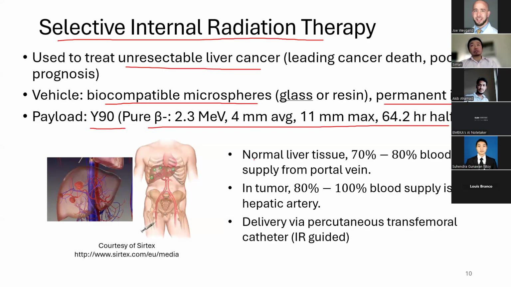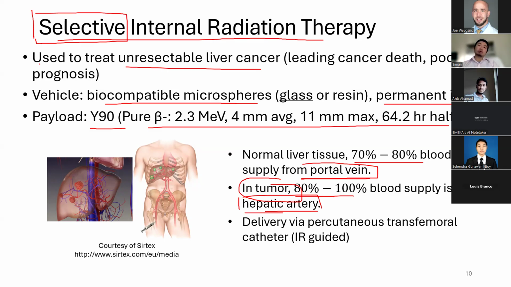So the mechanism of the treatment is that in normal tissue, 70 to 80% of the blood is supplied by the portal vein, whereas in tumor, because of angiogenesis, 80 to 100% of the blood is supplied by the hepatic artery. So normal tissue gets blood supply from the portal vein, and the tumor from the hepatic artery. When you inject the microspheres into the artery, they selectively go to the tumor. That's why the term is selective. So the distribution is mechanical. It flows where the blood vessels go.